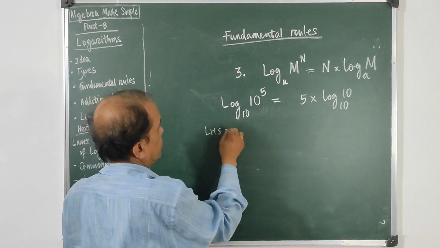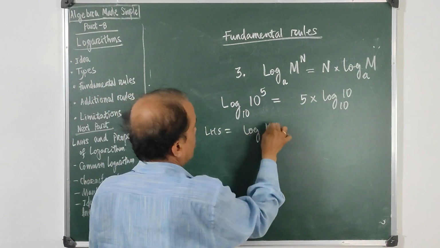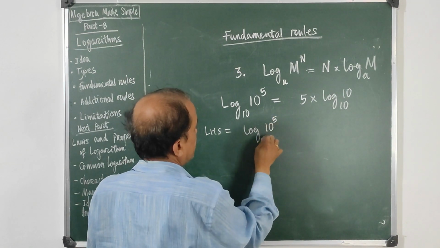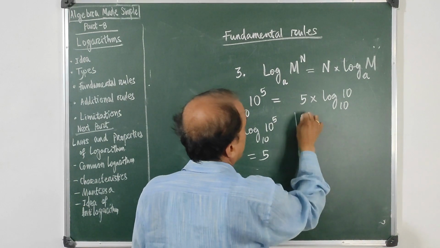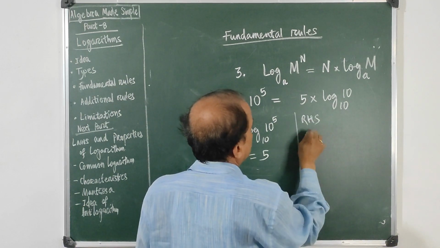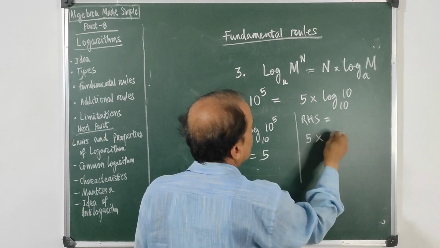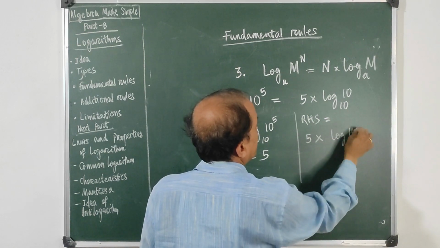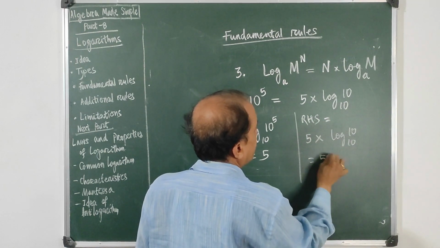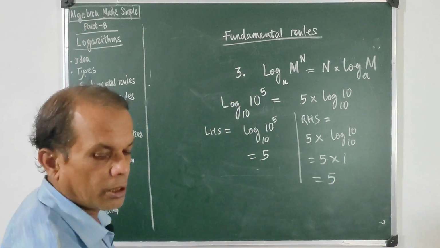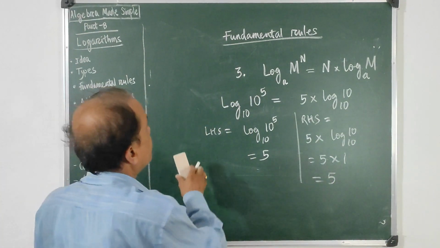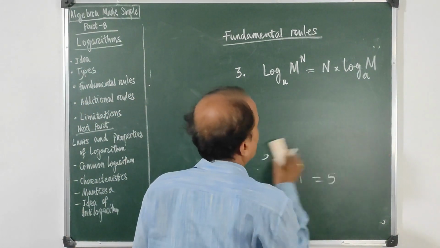LHS is log 10 to the power 5 to the base 10, which is clearly equal to 5, and RHS is 5 into log 10 to the base 10, which is equal to 5 into 1 is equal to 5. So we got the same result. Now let us go for the fourth result, fourth rule.